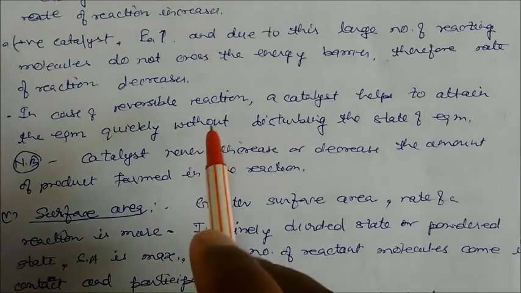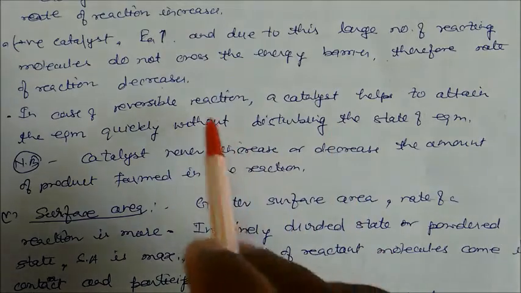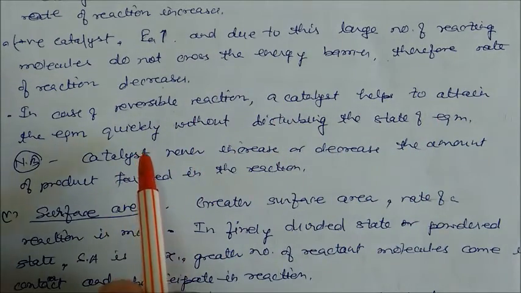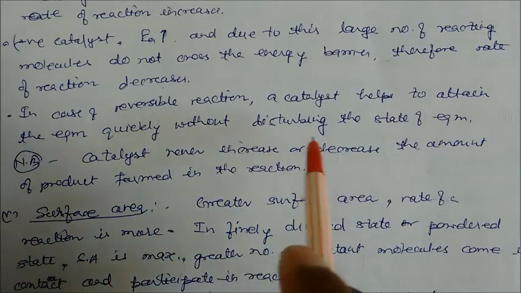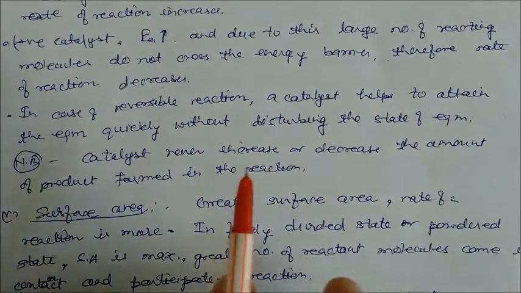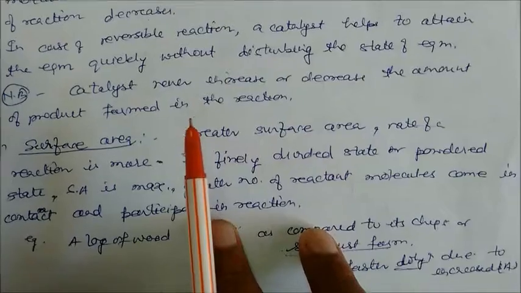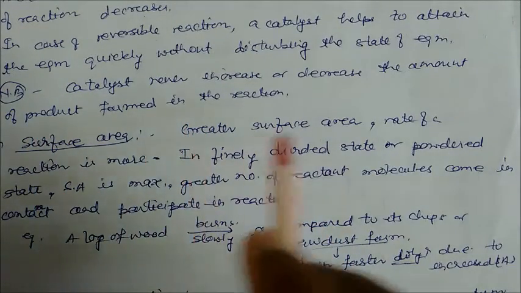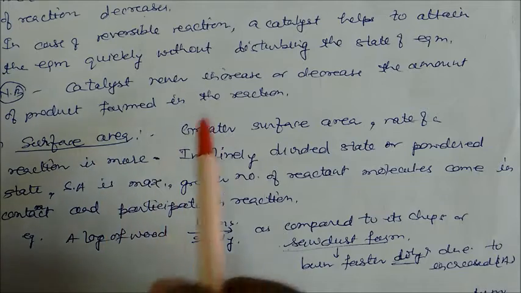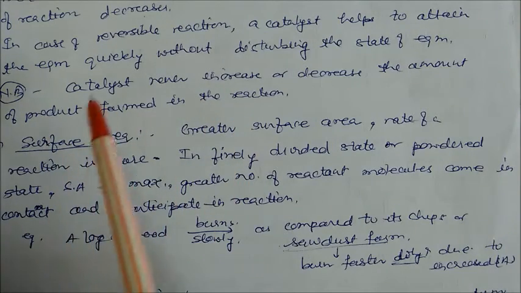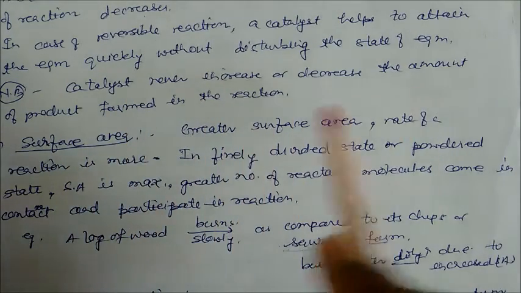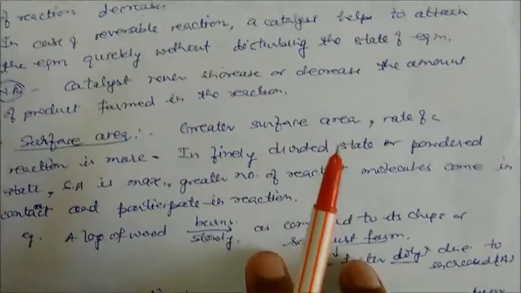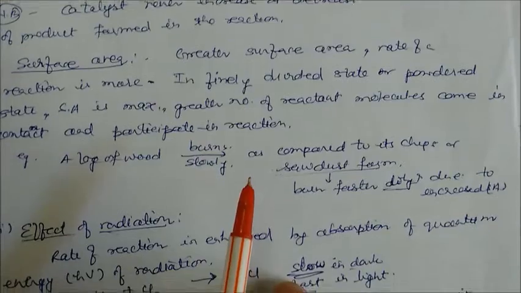In case of a reversible reaction, a catalyst always helps to attain the equilibrium quickly without disturbing the state of equilibrium. We have already seen this phenomenon in the chemical equilibrium chapters. And again, a catalyst never increases or decreases the amount of the product formed in the chemical reaction. So you have to keep this in mind.